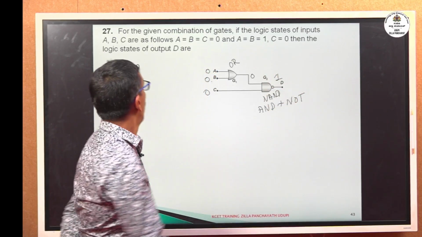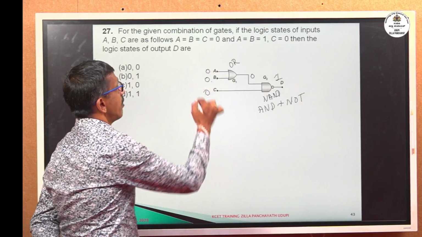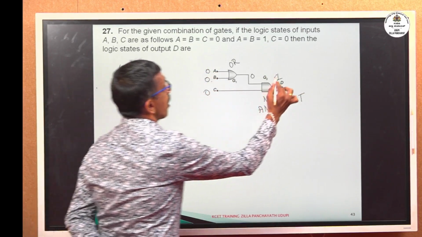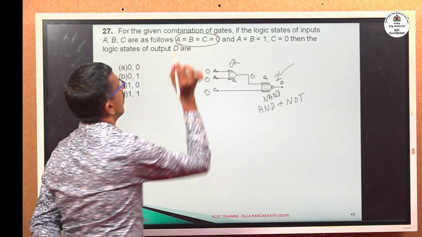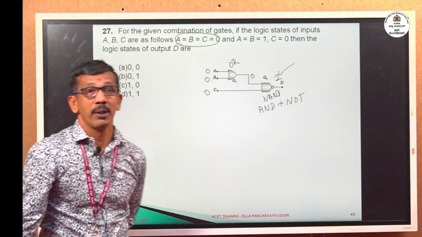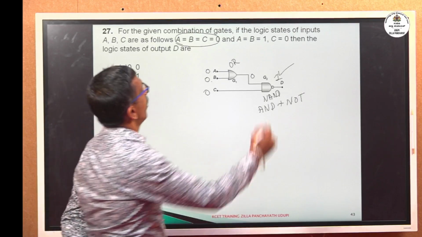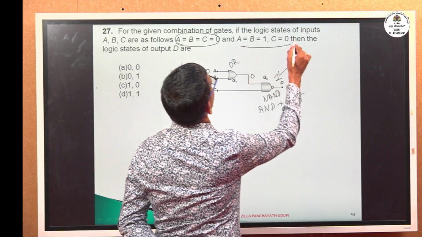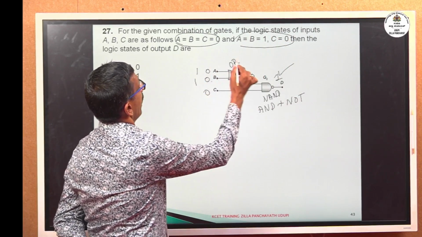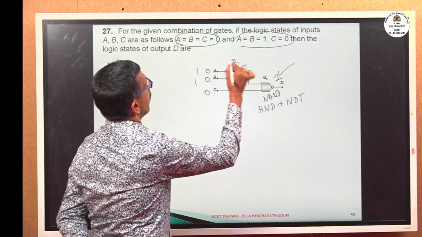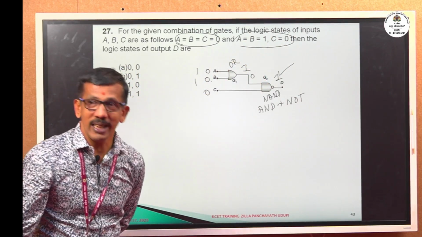So when all the inputs are zeros, the output is 1. This case is solved now. Now we move on to the second case, that is A and B are 1 and C is 0. Now for A = 1 and B = 1, the OR gate output is 1. Continue with the C = 0.